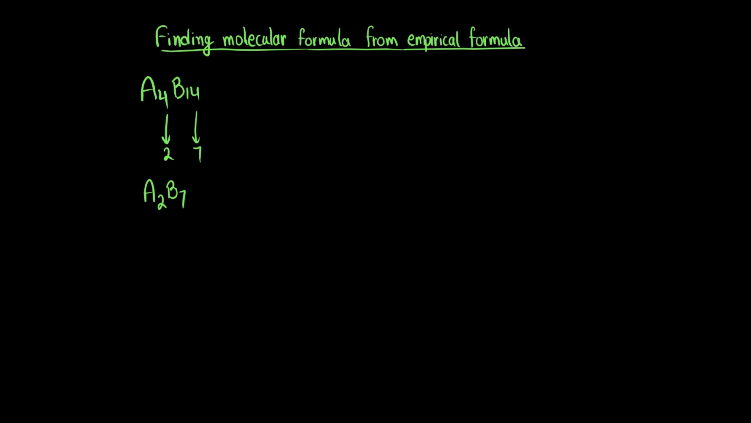And now, to go from empirical to molecular, you do the opposite. To go from empirical to molecular, you multiply the numbers by 2. 2 times 2 is 4. So we have A4 and 7 times 2 is 14, B14. This is how we go from empirical to molecular formula.